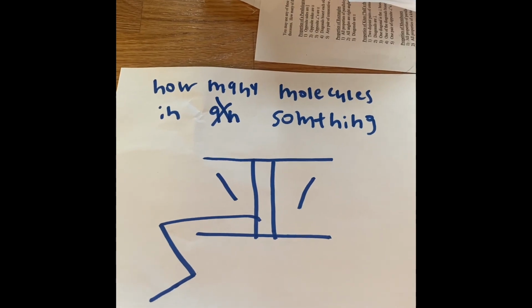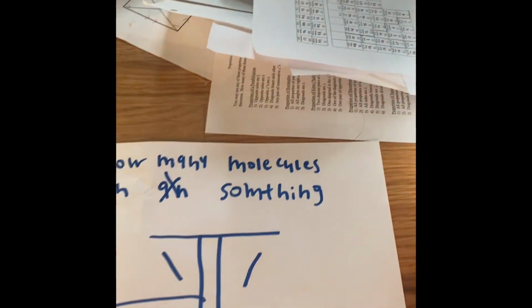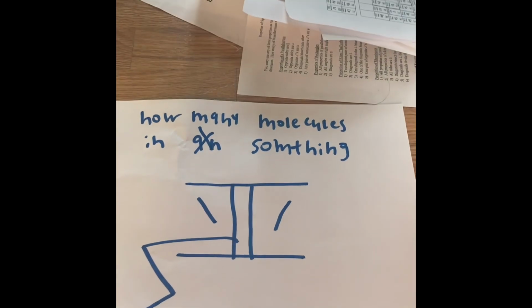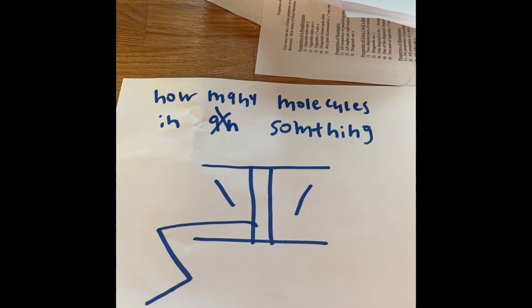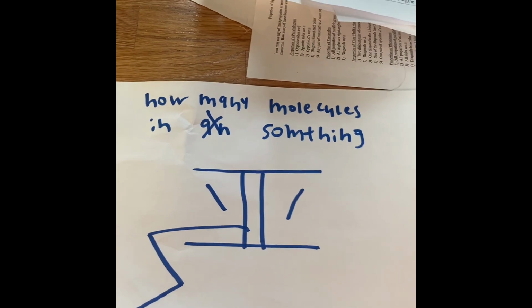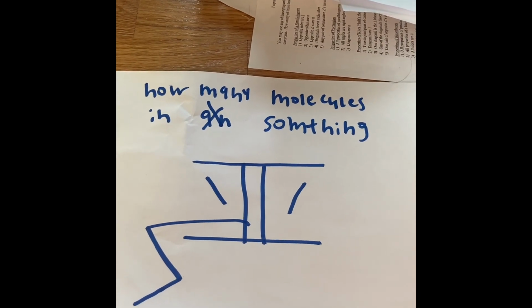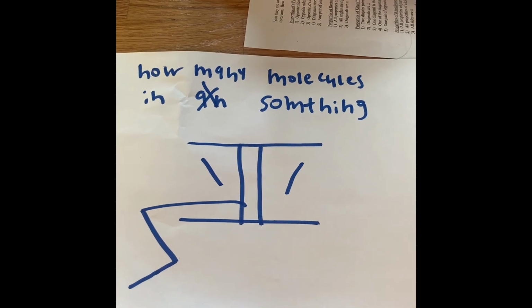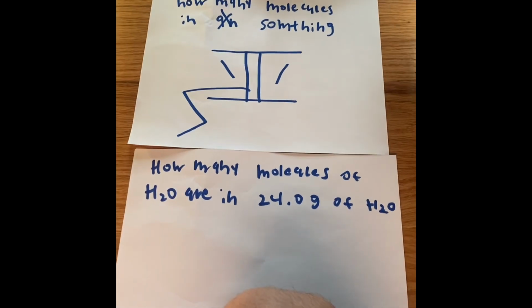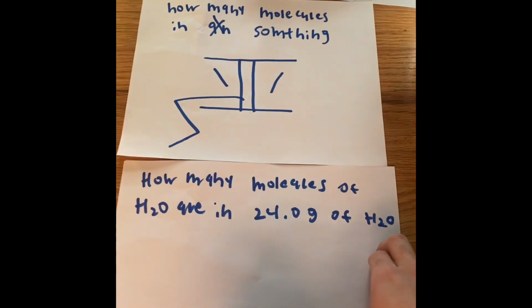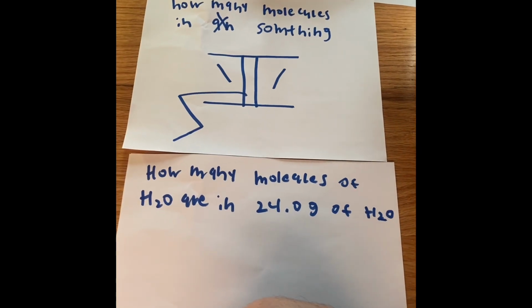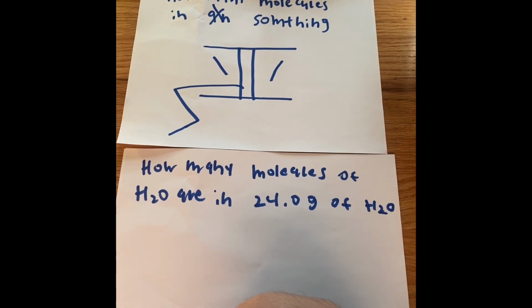If you remember from the last video, we used the periodic table of elements to understand how much something weighs, or how much mass it has, when you have 1 mole of something. But that calculates how many atoms there are. What we're going to do is understand how many molecules are in something. A similar problem would say: how many molecules of H2O are in 24 grams of H2O? And H2O is water.